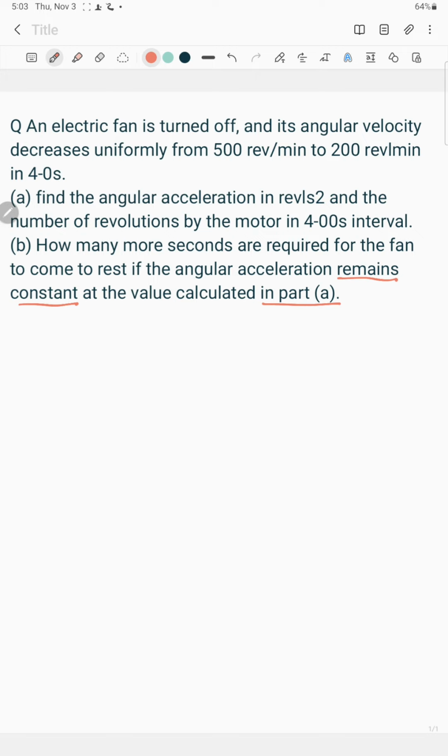So what is given here are the initial angular velocity and the final angular velocity. Starting from what is given, this is omega naught. Omega naught is 500 revolutions per minute, and converting this into revolutions per second, 500 revolutions divided by 60 per second.